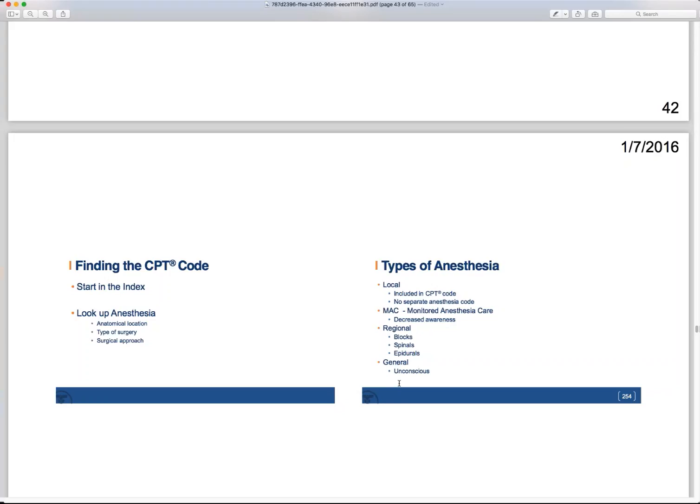Okay? So again, when you're looking up anesthesia, I need to know what my body part is, right? What type of surgery, what's the approach, and then the different types of anesthesia. And please don't forget your modifiers. Remember, there are anesthesia modifiers that you should have had written in your book. And we'll make sure you have those all jotted down when we meet next week for our webinar for the boot camp.